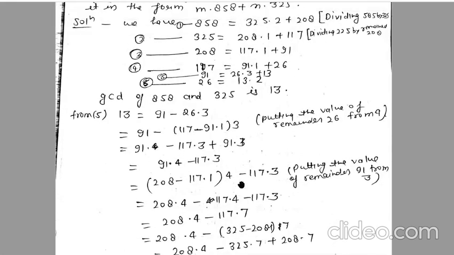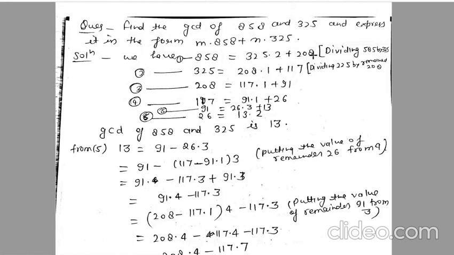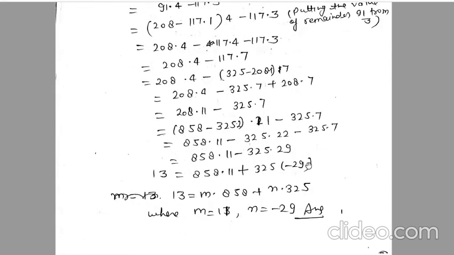Now next, your last remainder is 208. Just find the value of 208, then you will get 858 minus 325 into 2. So just put here 858 minus 325 into 2, into 11, minus 325 into 7. Just solve this equation. So 11 times 2 is 22, plus 7, the total will be 29.